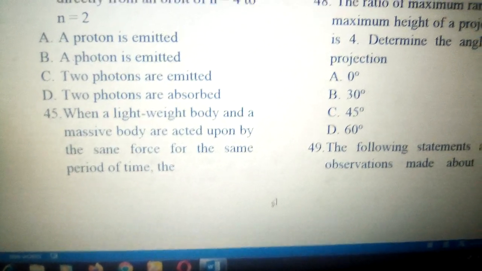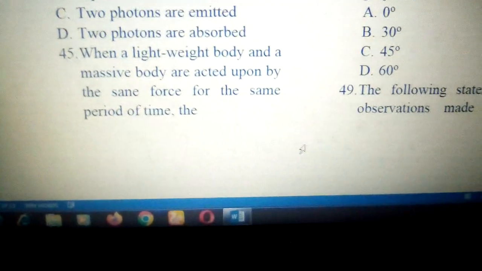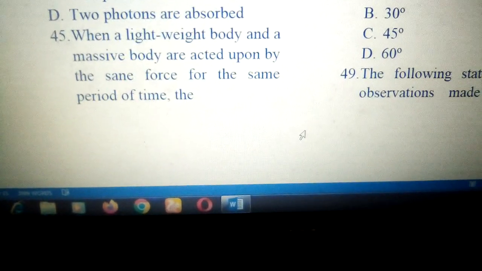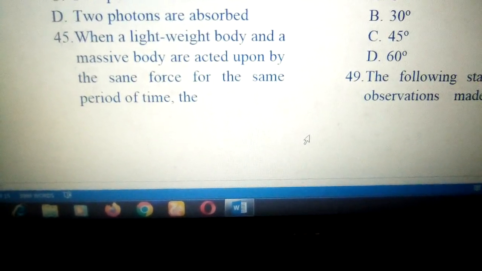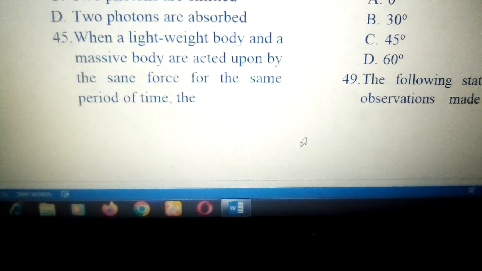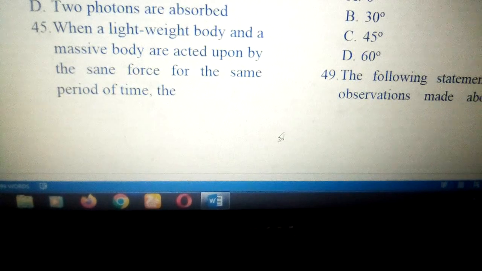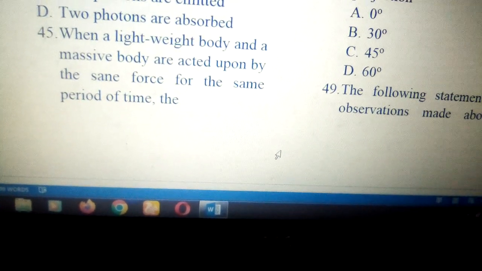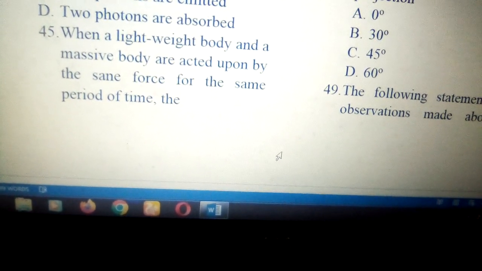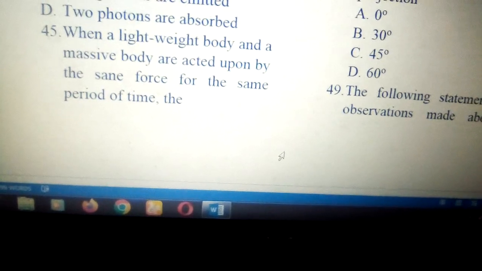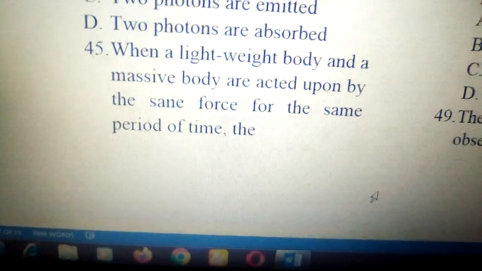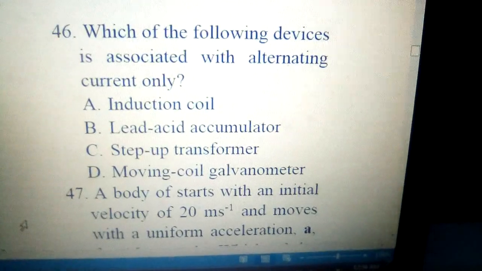So why is the answer to number 45 A? You see that the light body and the heavy body are acted upon by the same force for the same time. We know in physics, impulse is force times time, and impulse is equivalent to change in momentum. So since they're acted on by the same force for the same time, they'll have the same impulse, and of course the same change in momentum.